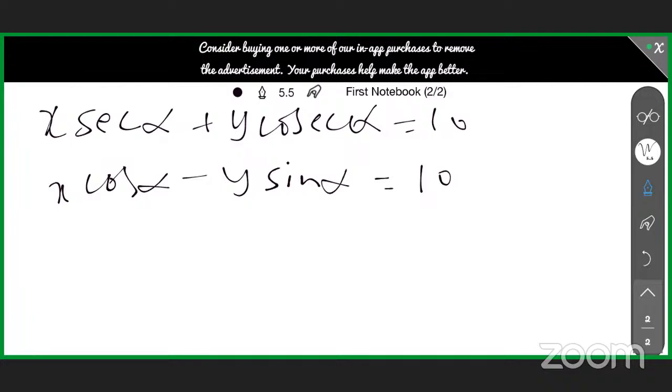So what they're telling is x cosecant y, x secant alpha plus y cosecant alpha is equal to 10. Then again they're telling x cos alpha minus y sin alpha is equal to 10. Then what is the value of 4p square plus q square?